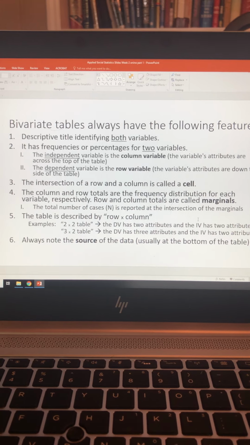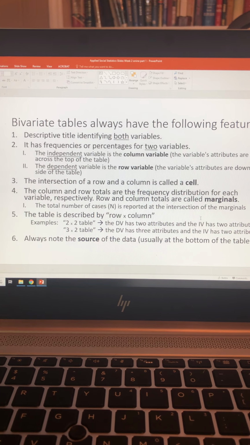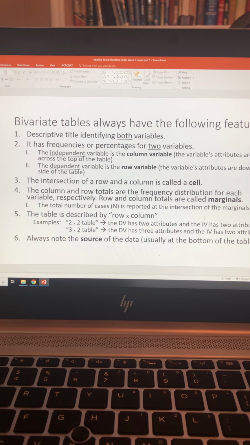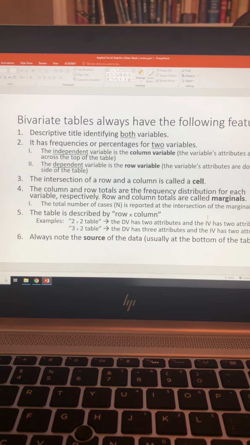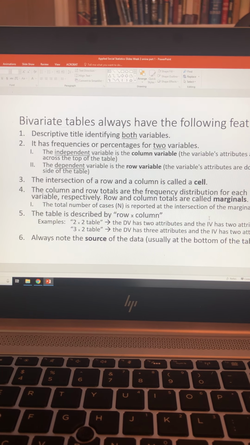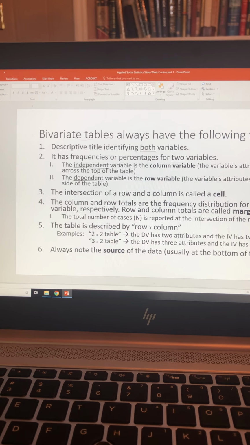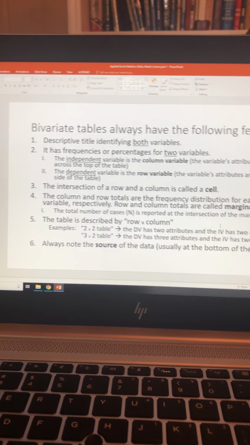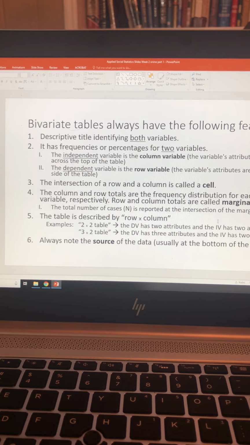So the column and the row totals are the frequency distribution for each variable respectively. Row and column totals are called the marginals. So the total number of cases is reported in the intersection of the marginals. So basically what you have in the cells are the intersection between the two, and then the marginals relate specifically to one variable or the other.